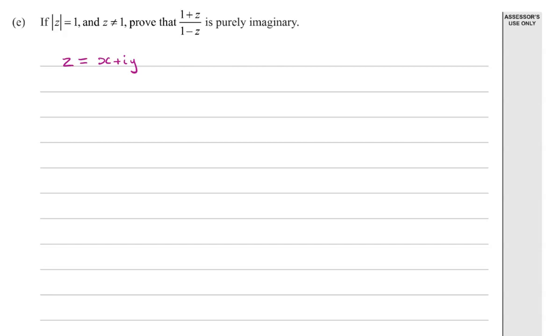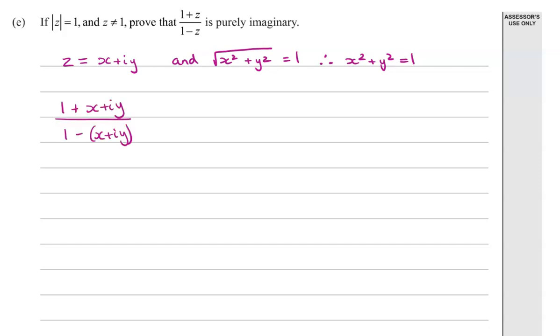Now, expressing it like that, let's take the other information we've been told, which is the modulus of z equals 1. So that means that x squared plus y squared is equal to 1, if we square both sides of that. Now take the expression of 1 plus z over 1 minus z and put in x plus iy in place of z. With that, we will then multiply by the conjugate of the bottom.